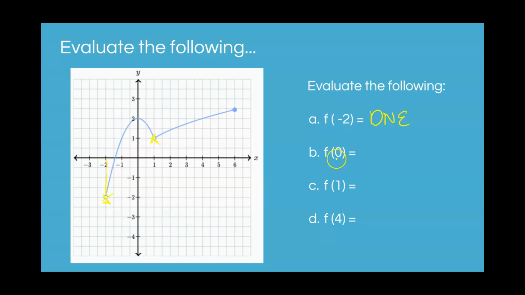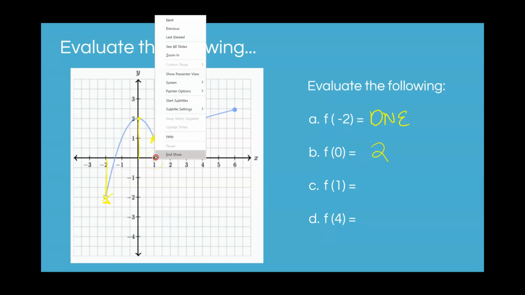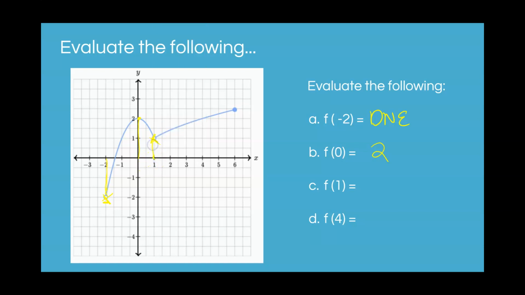B says when x is 0, what is y? When x is 0, which is right here on the axis, y is 2. C says when x is 1, what is y? Well, again, our only choice is an open dot, so it is a does not exist question. D says f of 4. 4 is right here. I go until I hit the graph. I hit the graph right here, and that's at a y value of 2. Right? All right, so that is it for evaluating from a graph.